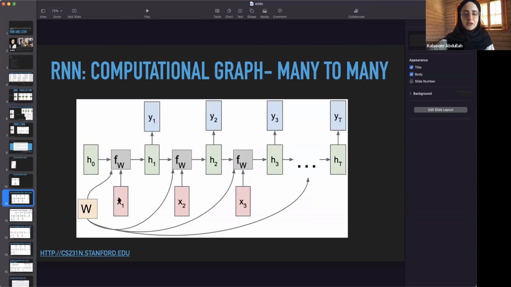And so that's what this picture here is showing, that the W is your weights that you've learned. And the same weights are going to be applied every time to keep calculating this next hidden state and output.